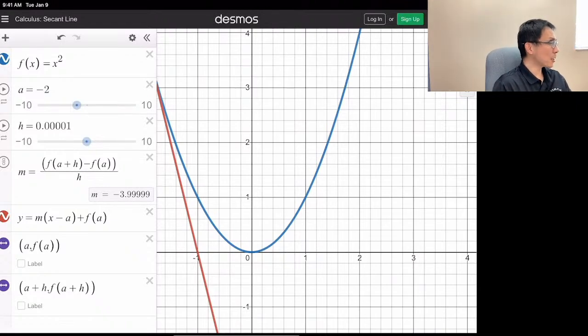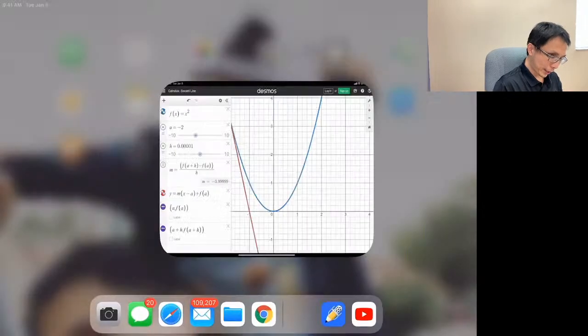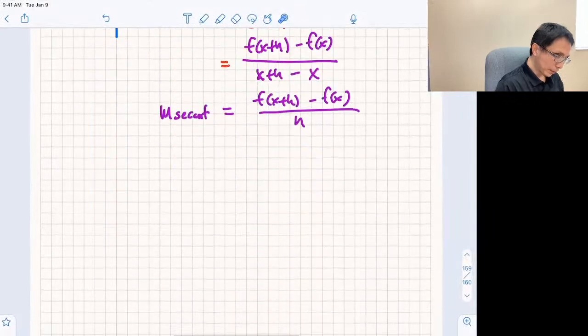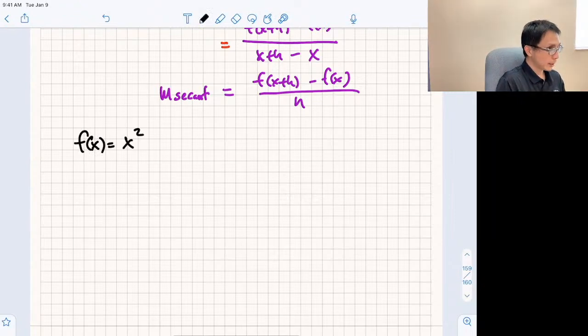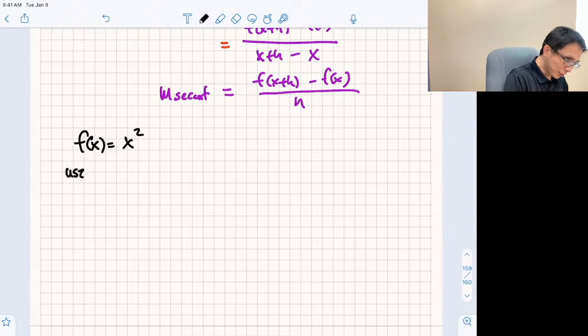So I can find out the slope at any point. I've got an equation, and I'm going to show you what that is. I'm going to show you what happens if I have f of x equal to x squared. Okay, and we're going to use the definition of the derivative. Use the definition of the derivative.